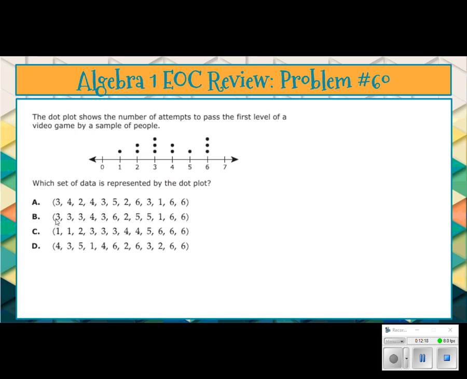And so this is just taking a set of points and displaying them as a graph with a bunch of dots. That's what a dot plot is.